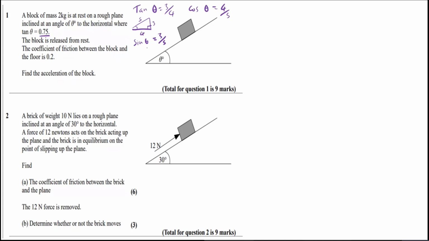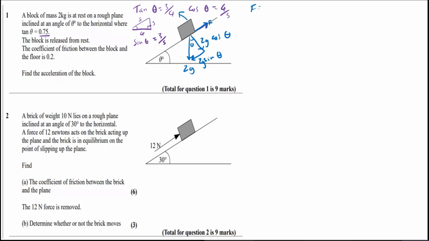It says the block is released from rest, so it's going to slide downwards. It's a rough plane, so it has friction. So if it's going to slide downwards, friction is going to act this way. Still going to have that. It's mass of 2g here. So what's going this way, perpendicular, it's adjacent, so that's 2g cos theta. And that's 2g sine theta.